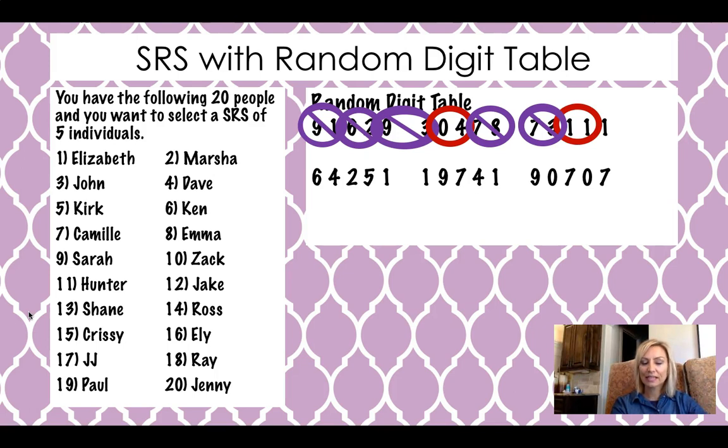So our next student selected is Hunter. Now, if you notice, we're at the end of a row. That doesn't mean we ignore a digit. We actually just take 2 digits at a time, so our next sampled person will be student number 16. Ellie is in our sample.